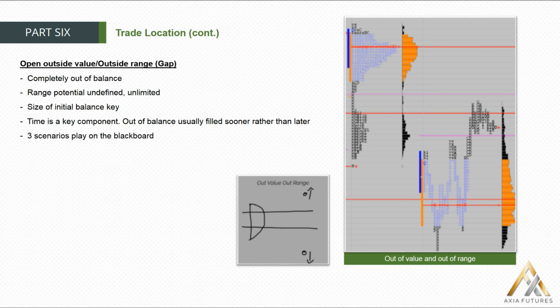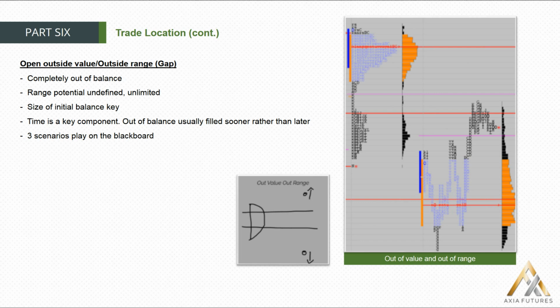Now, the first thing to understand is that we are completely opening out of balance. So when we open completely out of balance, high volatility. Right, high volatility means a lot of potential for a lot of very snappy, aggressive type moves, either up or down. Now, again, it's important to understand that the range potential in this example is completely undefined and unlimited. So when you get this day type or a gap, how high or low the market goes is unlimited. No one knows. It's all dependent on how people respond to this very aggressive trade location.